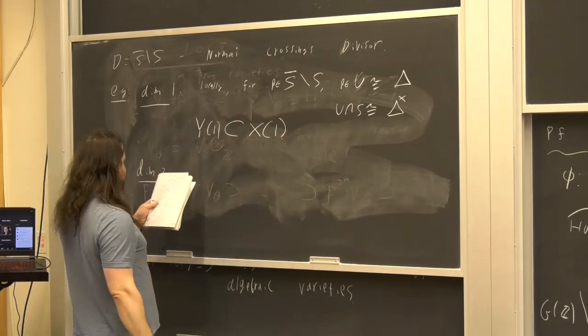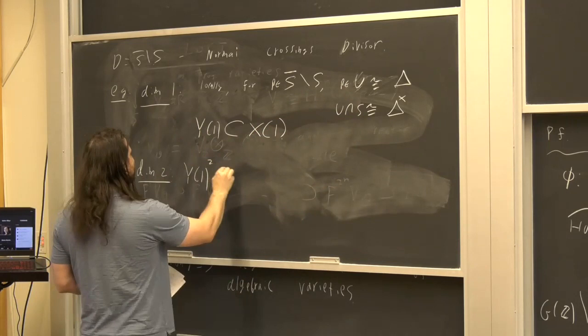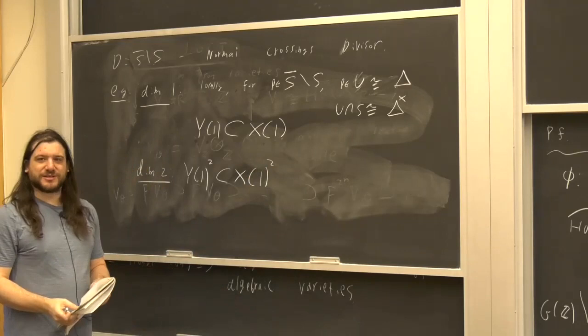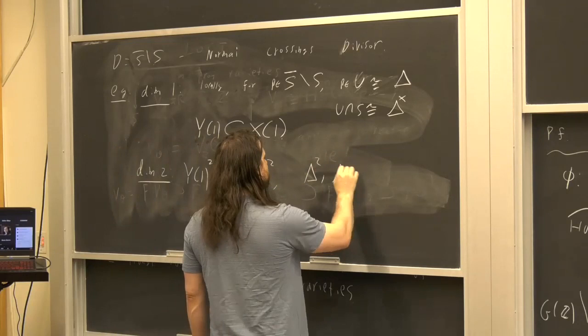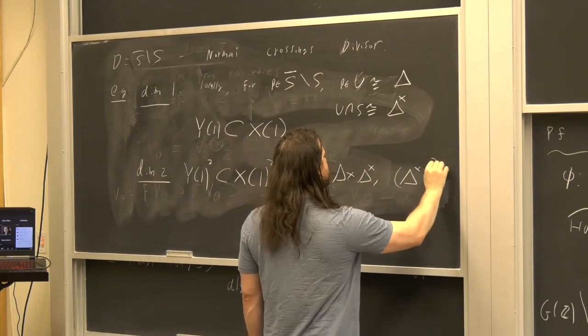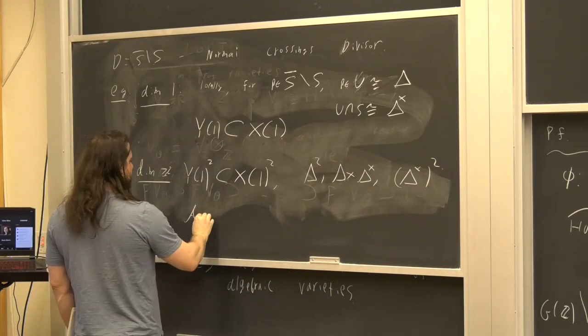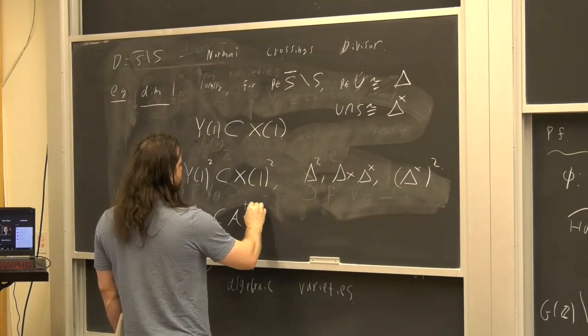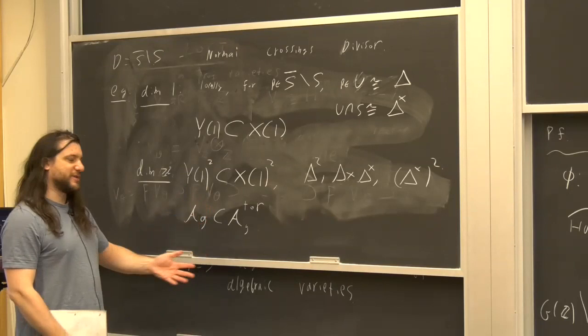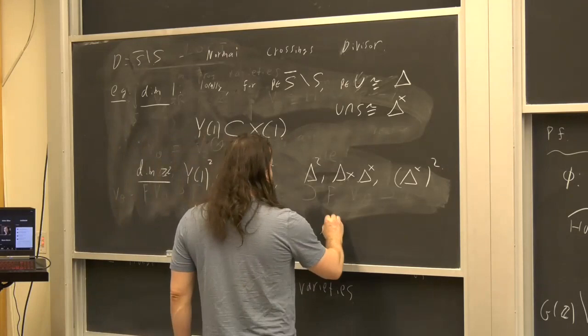And then in dimension two, the simplest case to think about is just squaring the previous example: y1 squared and x1 squared. Your basic models become the disk squared, the disk cross the punctured disk, and the punctured disk squared. And of course, you have examples that don't just come from the dimension one case, in dimension at least two. You can also look at A_g sitting inside some toroidal compactification of A_g. Now it's a complicated picture algebraically, and it's hard to say exactly what's happening. But locally, your model always looks like delta to the m times delta star to the m prime.